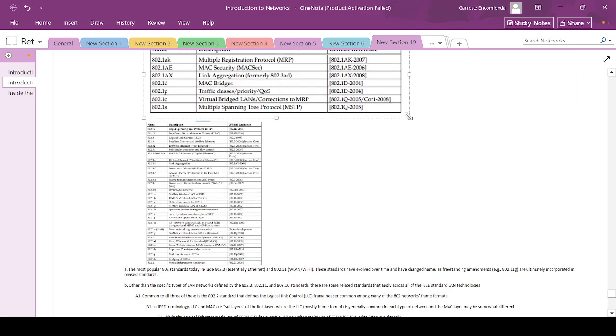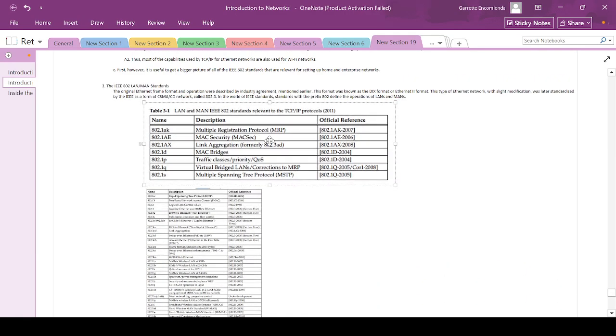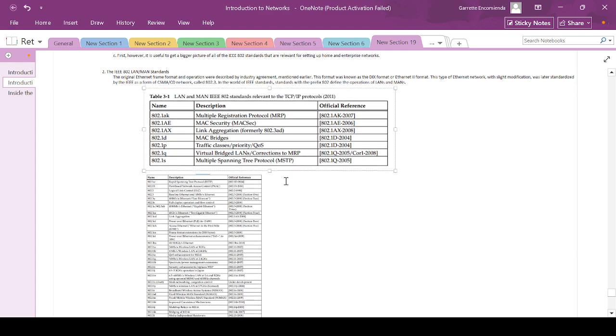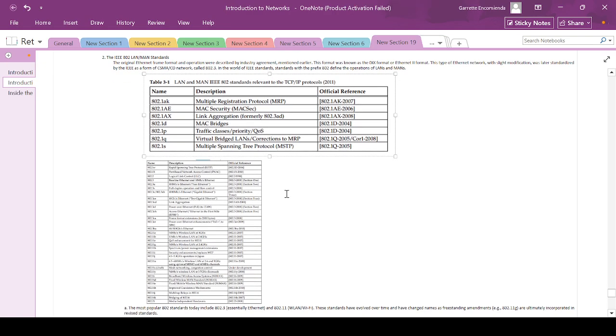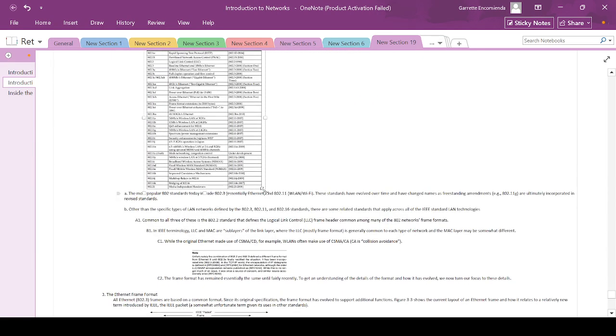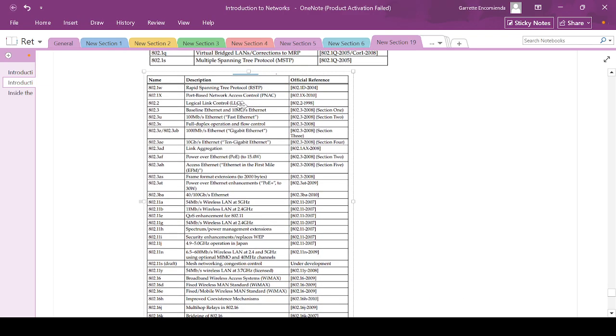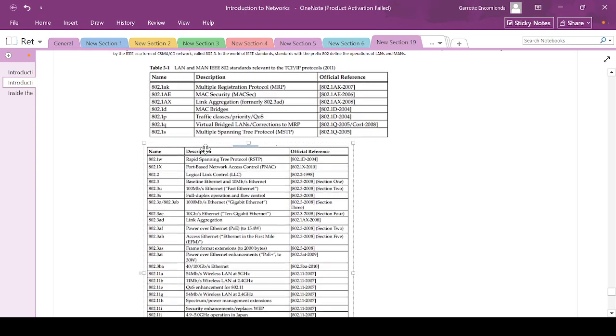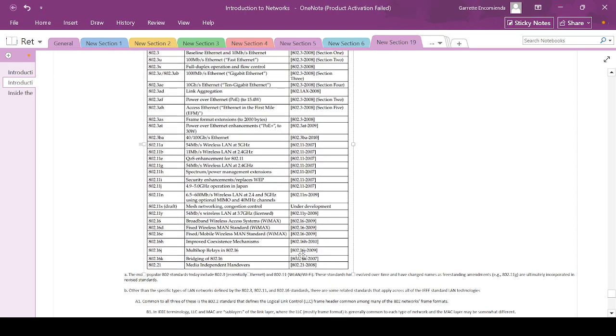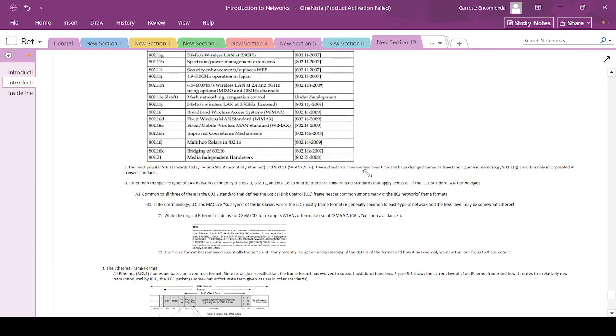LAN and MAN IEEE standards: multiple registration protocol (MRP), MAC security or MACsec, link aggregation formerly 802.3ad, MAC bridges, traffic classes, priority, virtual bridged LANs, multiple spanning tree protocol MSTP, rapid spanning tree protocol RSTP, port-based network access control 802.1X. So these are all the 802 point something protocols. Just look at it, guys. I'm not gonna read everything.